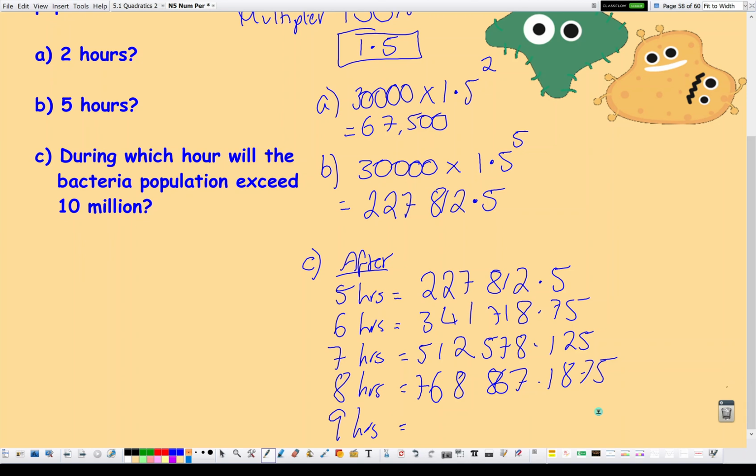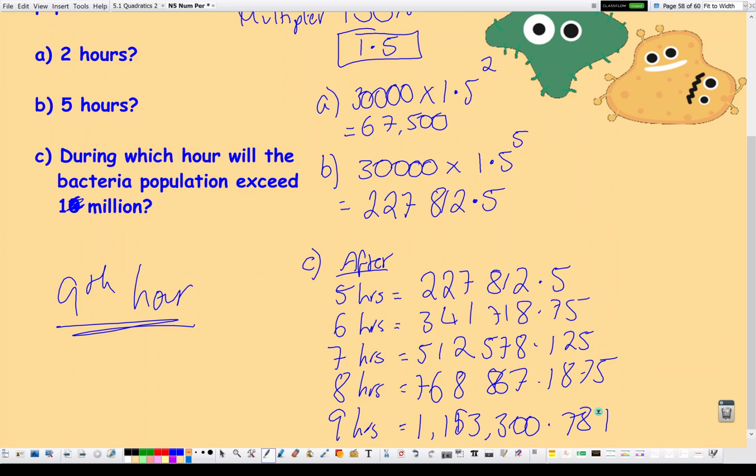Okay, after 9 hours, my population is 1,153,300.781. Sorry, that's meant to be when is it going to exceed 1 million? Sorry, not 10 million. So after 9 hours, it was over the 1 million limit. That was meant to be 1 million, not 10 million. So during which hour? It is during the 9th hour that it would exceed that.